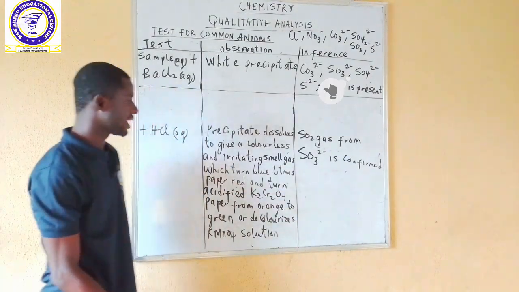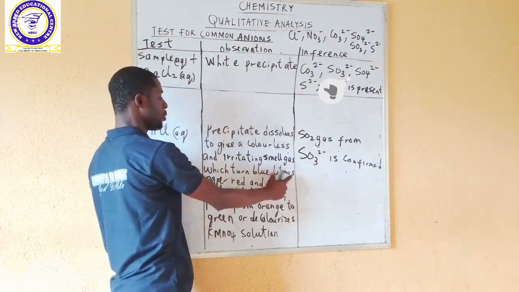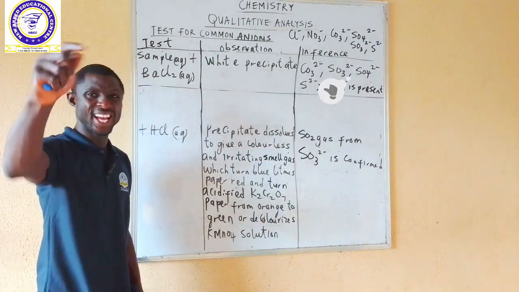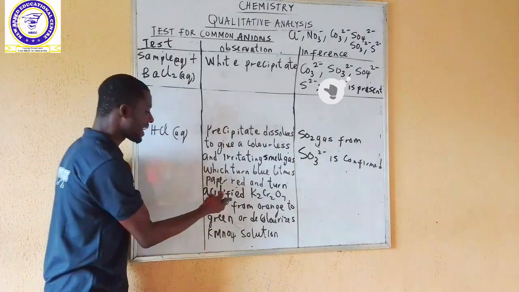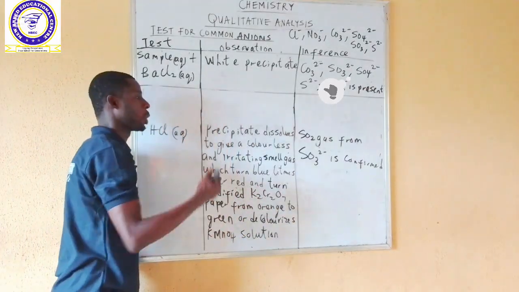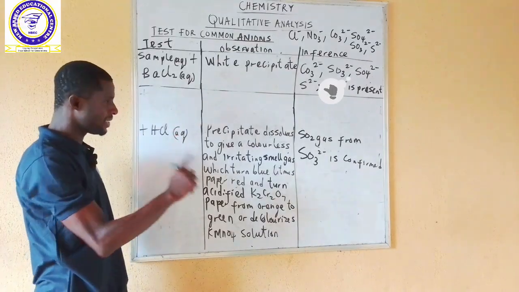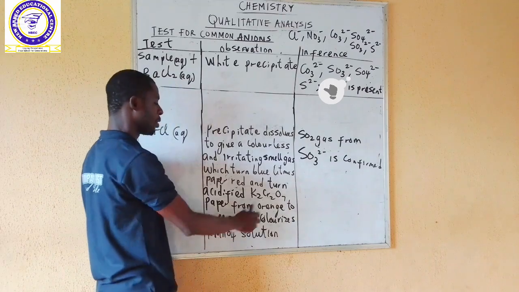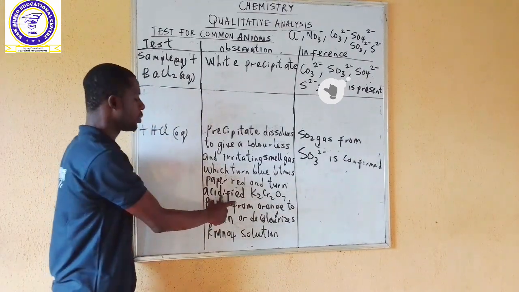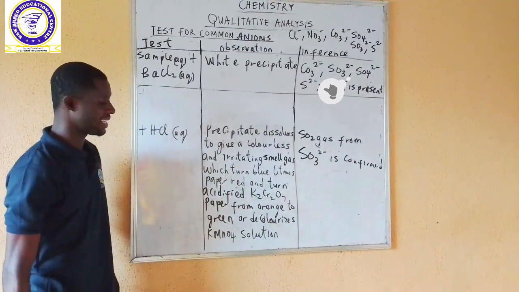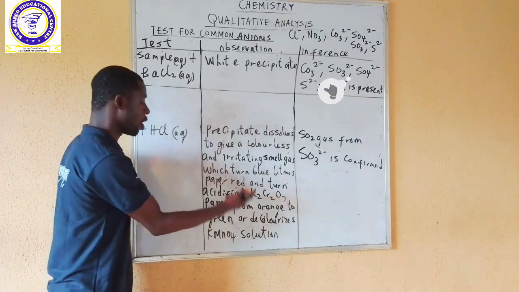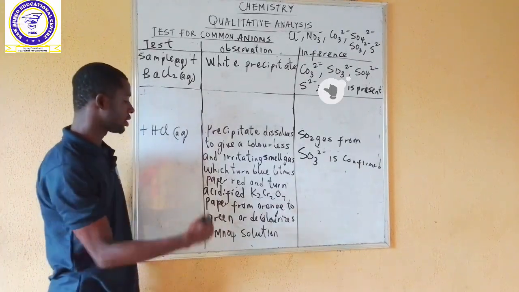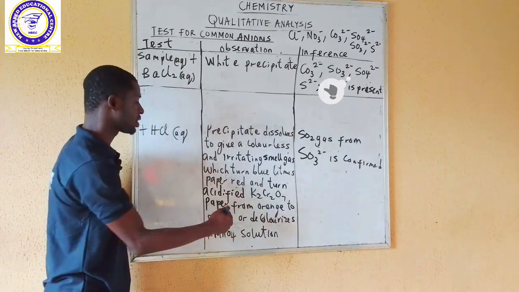Another thing is that because it's an acidic gas, it turns blue litmus paper red. And another confirmation that we can use is that if it's SO2 gas, if you bring acidified K2Cr2O7 paper close to that gas that is coming out, it will change that paper from orange to green. This acidified K2Cr2O7 paper is orange, but to change the color from orange to green, it's SO2 that can do that.